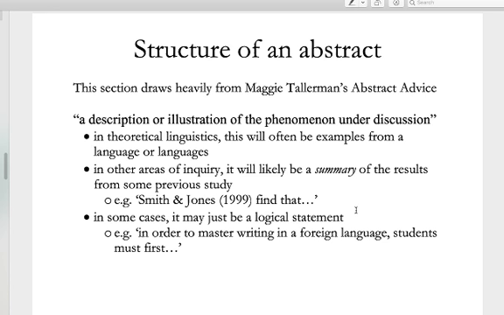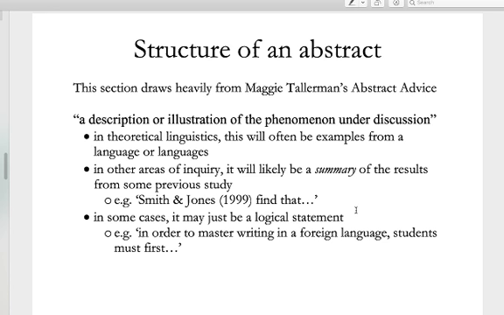A description or an illustration of the phenomenon under discussion. What does that mean? In theoretical linguistics, this is often going to be examples from a language or from some group of languages. Like, Arapaho has penultimate stress that's affected by the presence of a nasal in the coda of the second to last syllable. And then you give a bunch of words that shows how that works, right? In other areas of inquiry, it will more likely be a summary of the results from some previous study. In this study, we're going to be studying word segmentation. Smith and Jones, 1999, found that infants can segment words given this kind of a signal, right? So this is sort of the problem or the phenomenon that we're starting with.